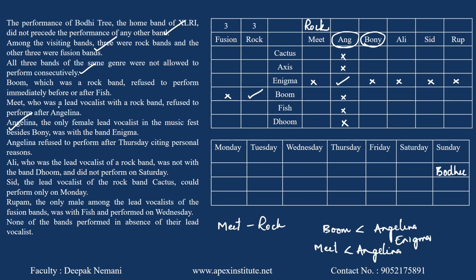Now Angelina refused to perform after Thursday. So you can have Angelina performing either on Monday, Tuesday, Wednesday, or Thursday, citing personal reasons.